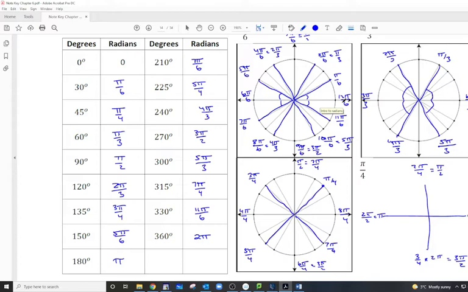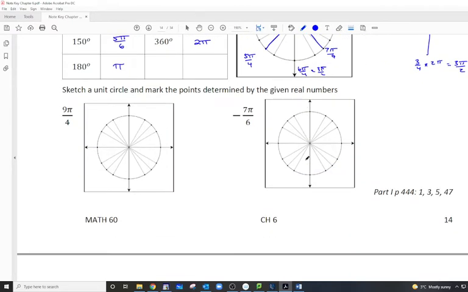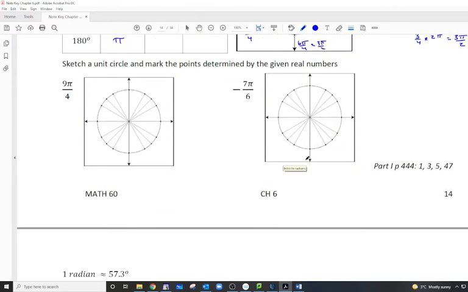Okay, so hopefully you feel kind of okay with that, because now the questions in the textbook will look like this. Sketch a unit circle, which I've done for you, and mark the points determined by the given real numbers. So for this first one, they want you to break your unit circle up into fourths. So we're going to look at the quarters, right? This is 1 pi by 4. This is, I guess you got to go here too. I'm going to put them all in.